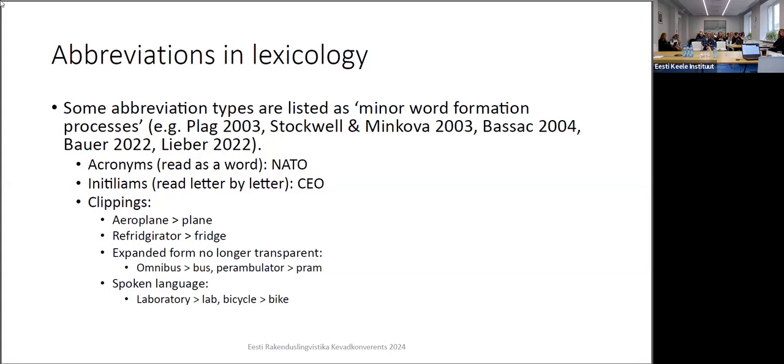But they will list things like acronyms, which are read as a full word, like NATO, because the phonotactics enable them to be read as words. Initialisms like CEO are read letter by letter. And then clippings: you come up with fancy Greek or Latin words like aeroplane or refrigerator, and then in actual speech they get shortened to plane or fridge, or bus from omnibus, or pram from perambulator originally, and in spoken language you get lab from laboratory, or bike from bicycle.